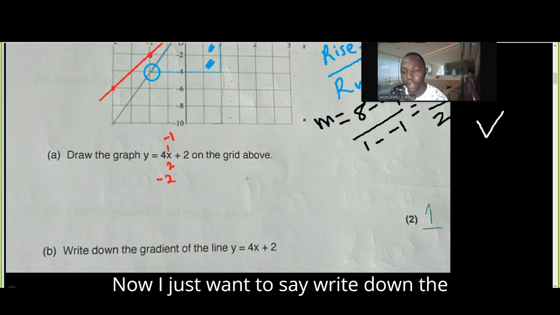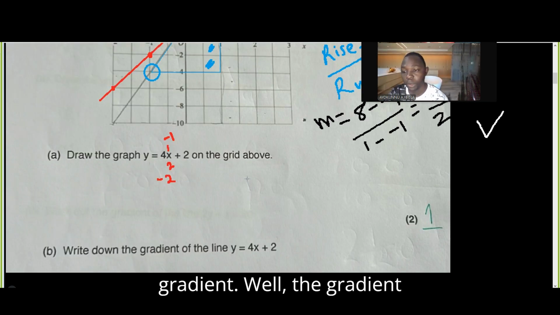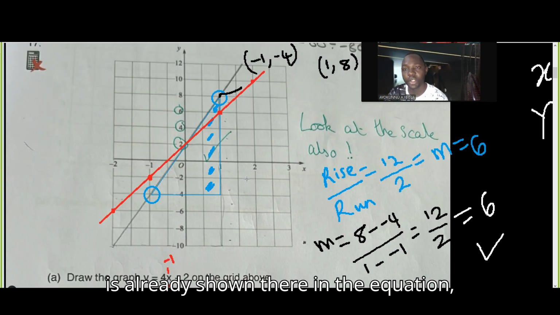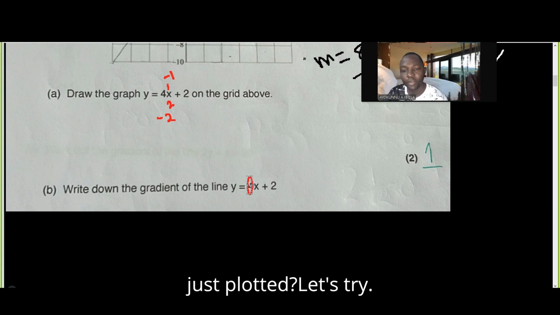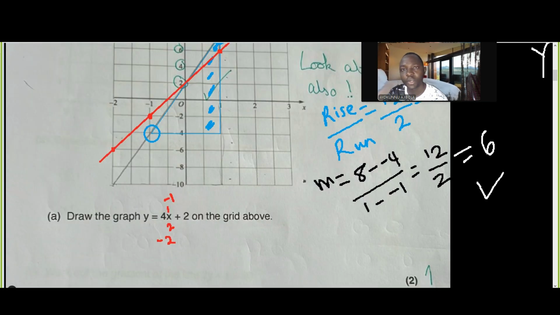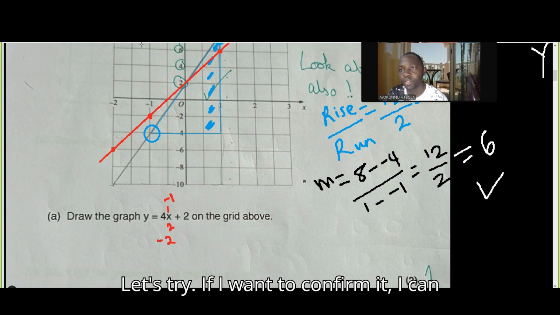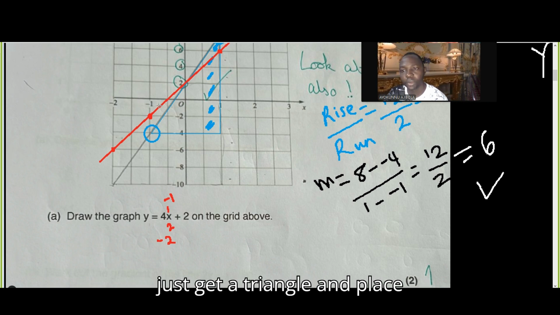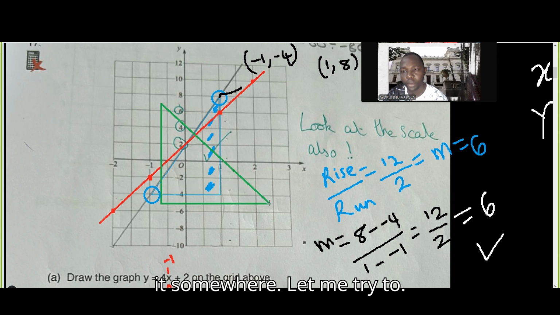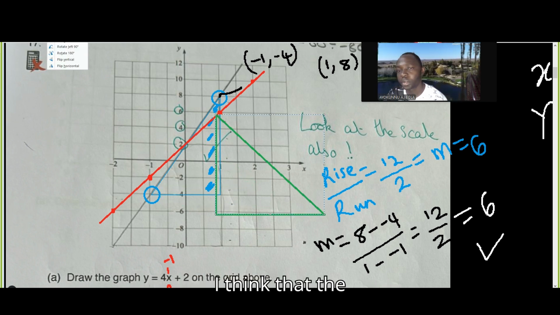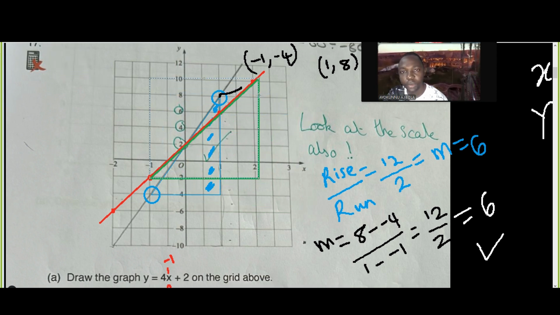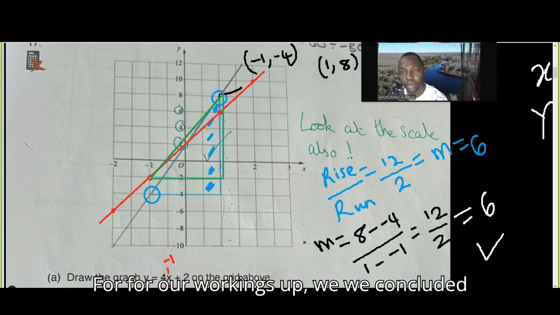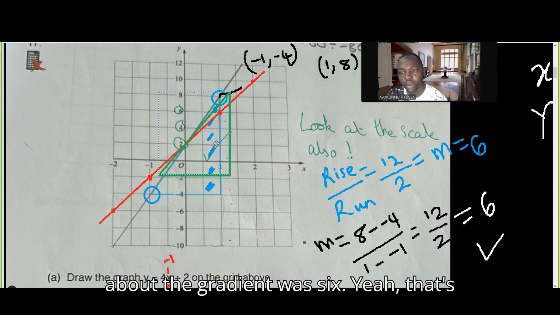Now this one says write down the gradient. Well, the gradient is already shown there in the equation, right? Yes. What's the gradient? 4. Yeah, 4. But can we confirm it from the graph we just plotted? Let's try. If I want to confirm it, I can just get a triangle and place it somewhere. I thought that from our workings we concluded that the gradient was 6. Or is that for that triangle? Which one? From our workings we concluded that the gradient was 6.